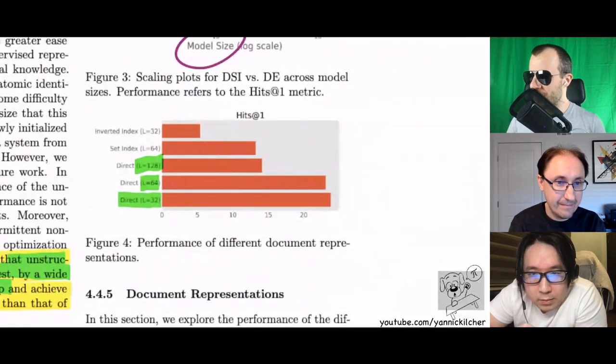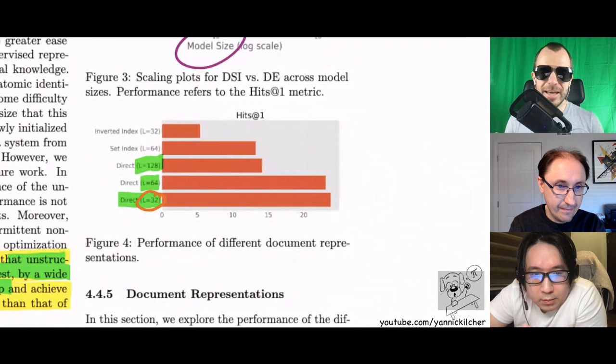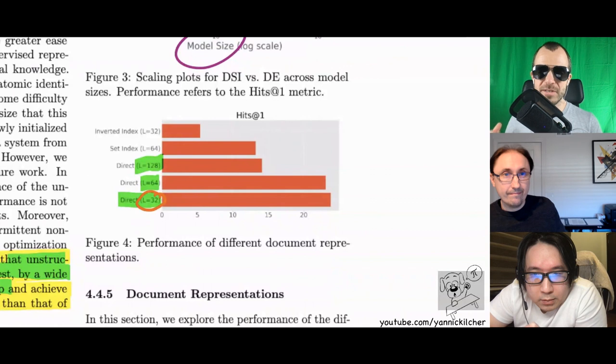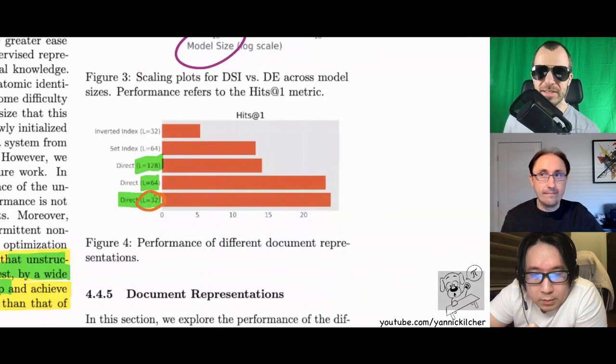Although, I was surprised to see that if you index fewer tokens of the documents, it tends to perform better. Because that shouldn't be, right? What's the problem that prevents us from indexing longer sequences of the documents?